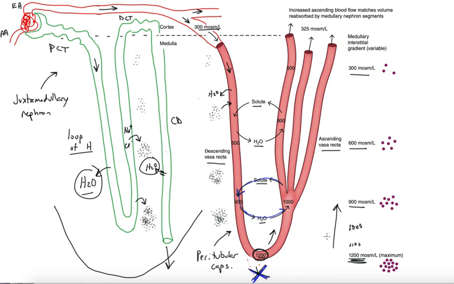This is called, important term, a countercurrent exchanger. It's this passive exchange between the descending and the ascending that sort of picks up solute and puts it back down, and picks up, loses water and pulls it back in, right? Essentially leaving everything exactly as it was.